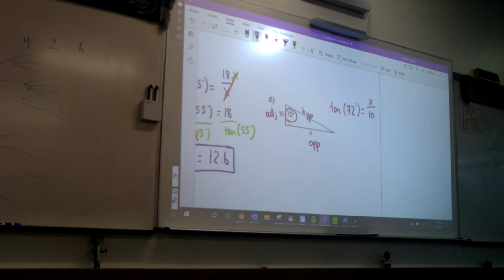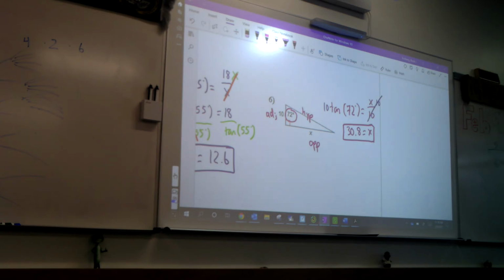Perfect. Good job, Skylar. And then if I want to solve for x, what do I do? You multiply it on both sides. Boom. Did you get that in your calculator already? And then you would get 30.8. Looks good on the picture. Nice job, guys. You got it. Okay, do you have any questions on these 6?